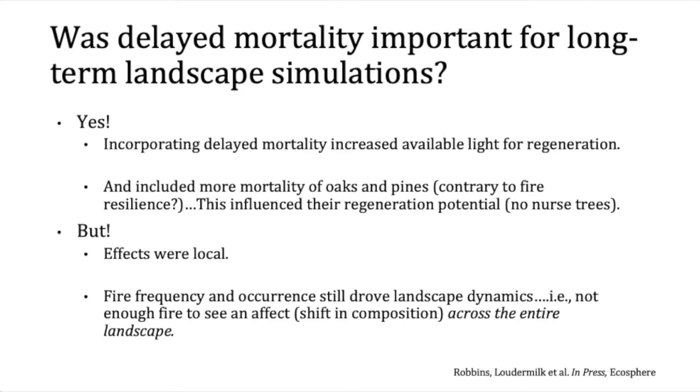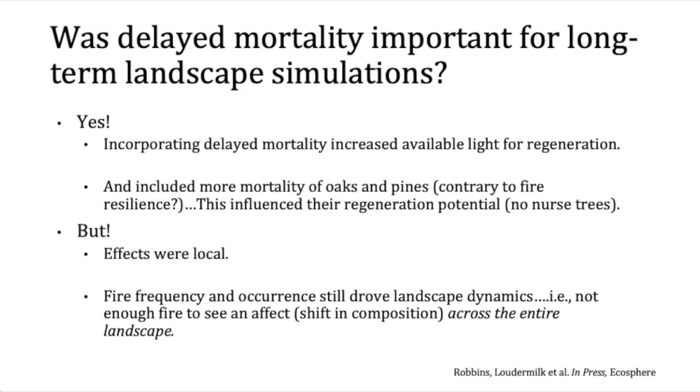And it also included more mortality of the oaks, hickories, and pines, which is, of course, contrary a little bit to the fire resilience, but it was important to incorporate those because we know it actually occurs on the landscape. And of course, this influenced their regeneration potential, because if those trees perished, right, you don't have the nurse trees.